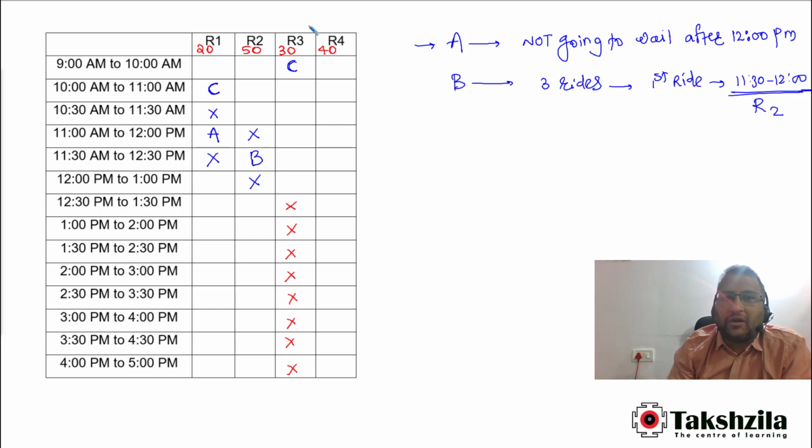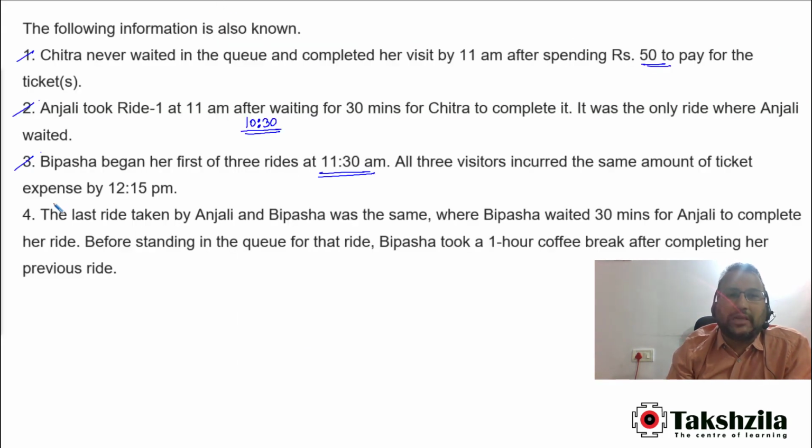So A will start ride 3 immediately after completing ride 1. A is going to complete ride 1 at 12 o'clock. So at 12 o'clock A will join ride 3. That will cost how much? 30 rupees. So the total amount spent by A becomes 50 before 12:15. So over here no one is there because of overlapping. This is what we can conclude till now. After this, we are done with statement number 3 now.